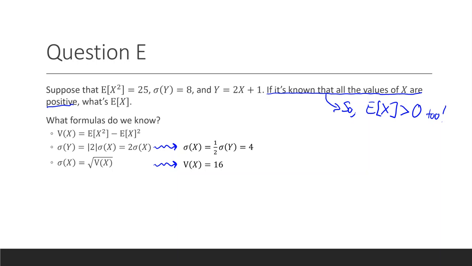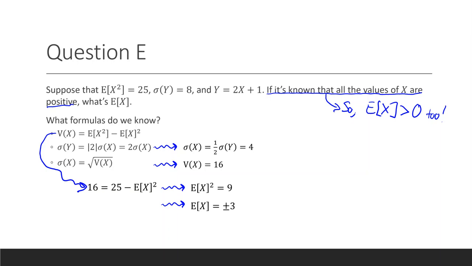And finally, we can use all these things with our first formula, which tells us that the variance of x, which we've already determined is 16, is equal to 25, which we are told over here, minus the expected value of x squared. And so we can go ahead and solve for the expected value of x. To give us the expected value of x squared is 9, and so the expected value of x has to be plus or minus 3.